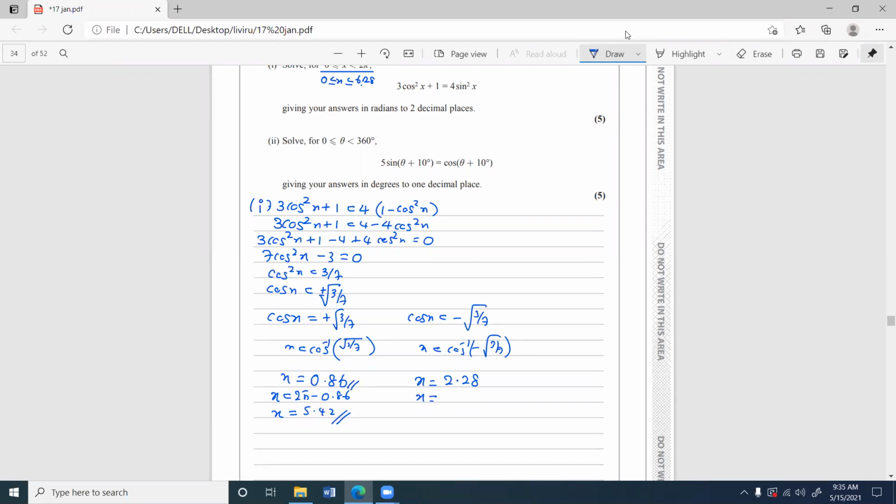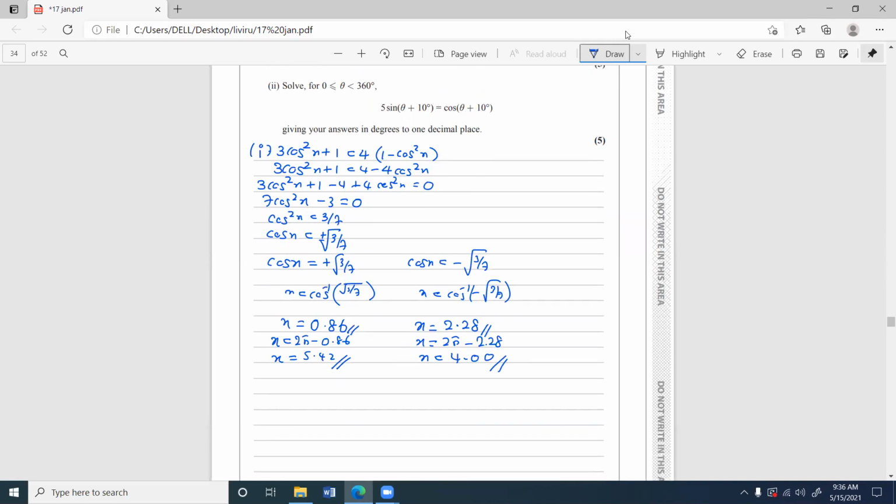From here you get the answer 2 pi minus 2.28, which is 4.0. So x equals 4.0. So with this, you can get this answer. So these are the solutions for this simplification, right? Then part 2.